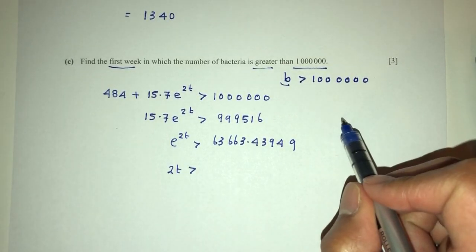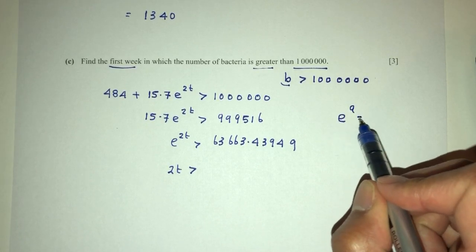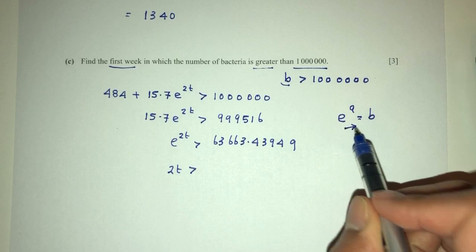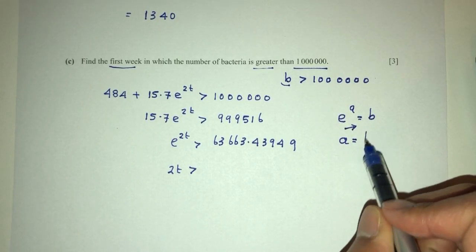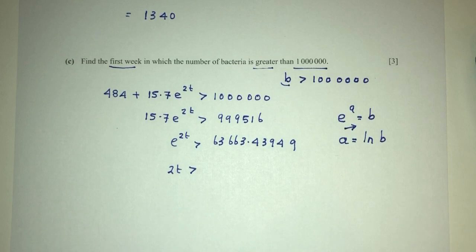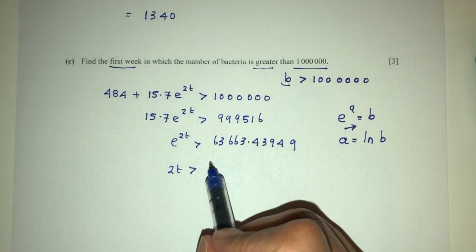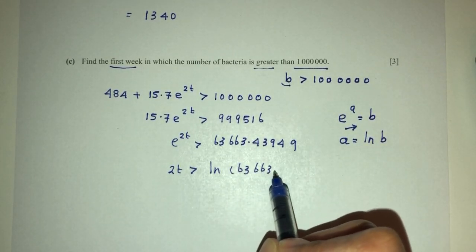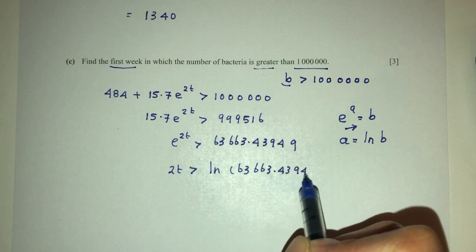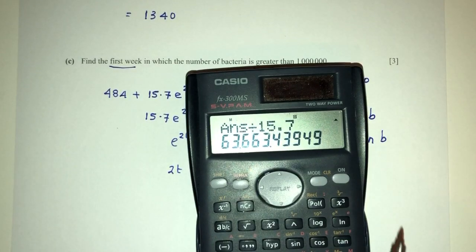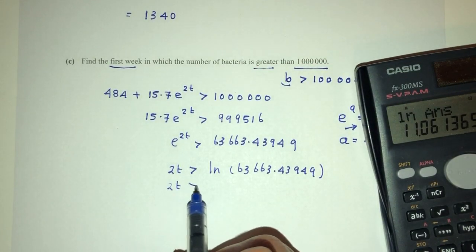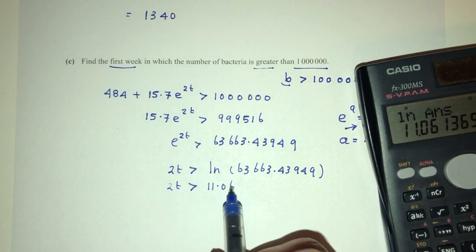So when you send, let's say we have exponential A is equal to B. To find the value of A, we send this to the other side. It will become A is equal to ln of B. Something you have to know when working with exponential and logarithms. So it becomes ln of 63663.43949. So ln of that will be this. So 2T is more than 11.06.